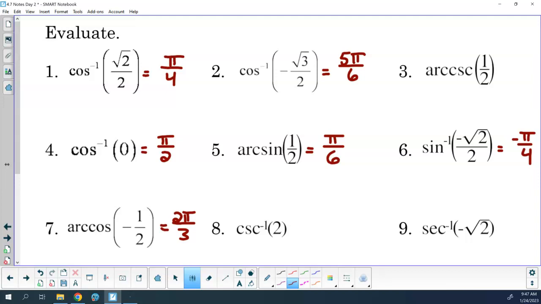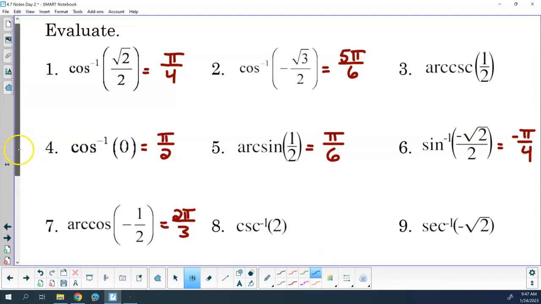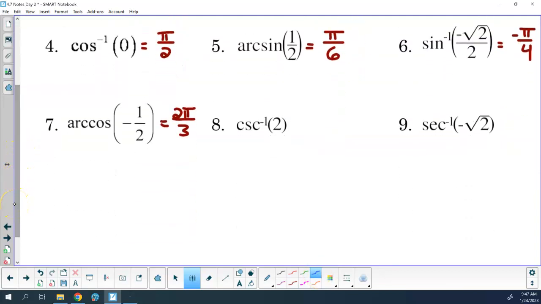So when I see cosecant of 2 here, what I'm really asking myself is, cosecant goes with sine, so I'm looking for the inverse sine of 1/2, because in my brain, I'm reciprocating 2, because I'm reciprocating cosecant into sine. Okay? And that one then becomes exactly like number 5, pi over 6.